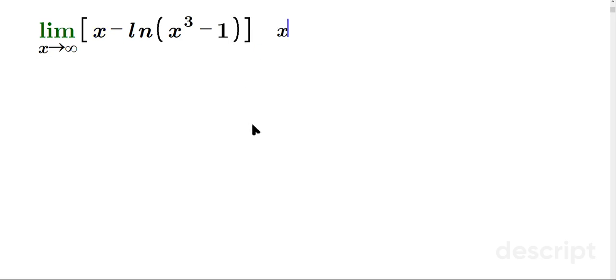And the other issue is what happens when x goes to infinity. When x goes to infinity, this term x goes to infinity. It also means that this ln of x cubed minus 1 also goes to infinity. So we have that infinity minus infinity form, a competition. So we have to somehow eliminate that.